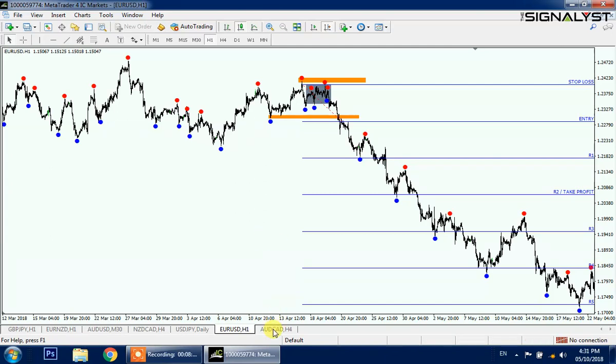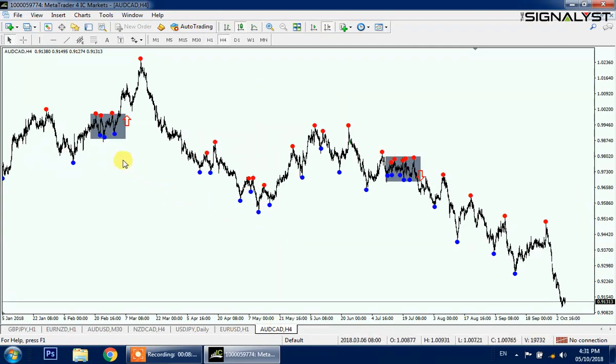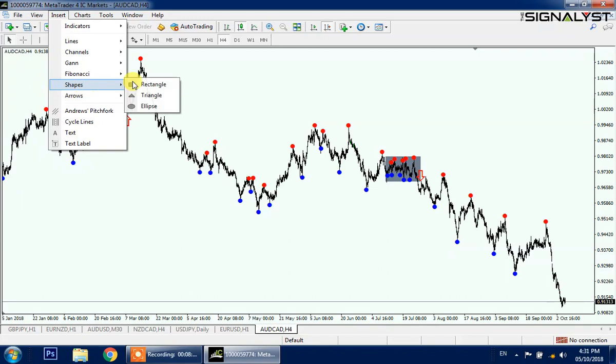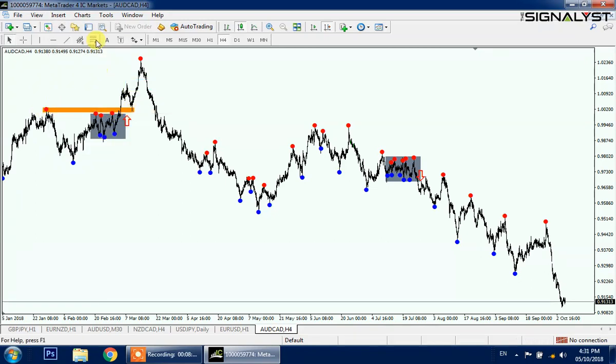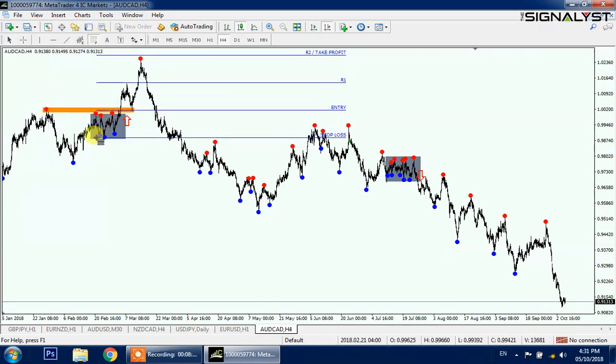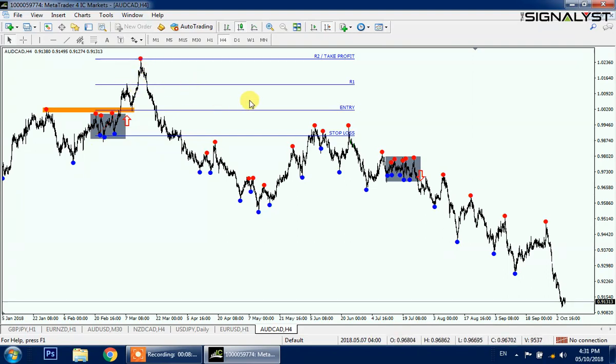Let's take more examples. AUD CAD H4. Here we have our 1, 2, 3, 4. So our entry would be the last major swing break, which is here, our entry here, our stop loss here, and we target our 2-to-1 risk reward ratio.